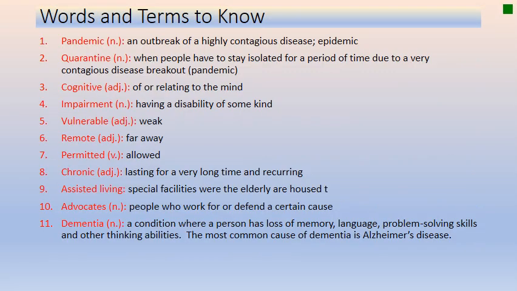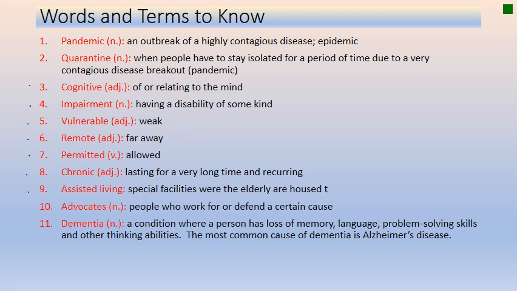Okay, so before we go into the lesson, let's take a look at the words we need to know. Of course, pandemic and quarantine, we talked about them last time. Cognitive, related to the mind or thinking. Impairment is a disability. The older a person becomes, the more impaired the cognitive abilities might become. Vulnerable means weak. Remote meaning far away. Permitted, allowed. Chronic meaning something that lasts for a very long time and it recurs.